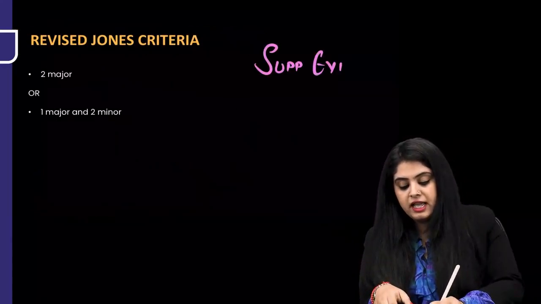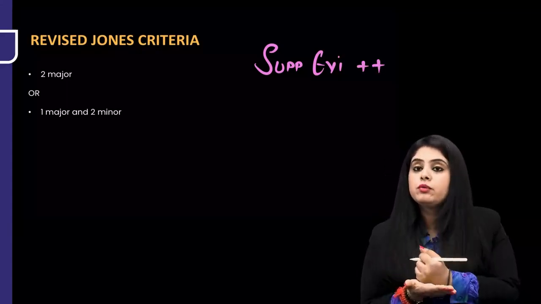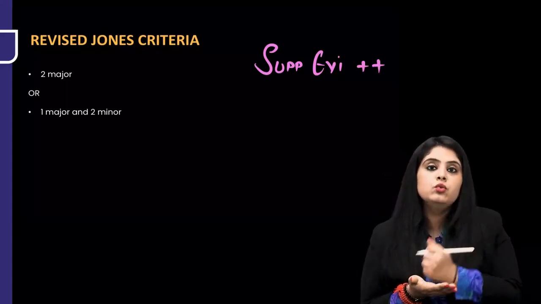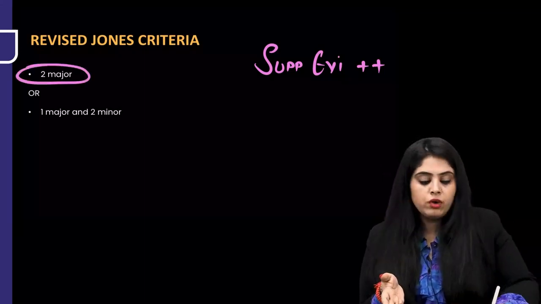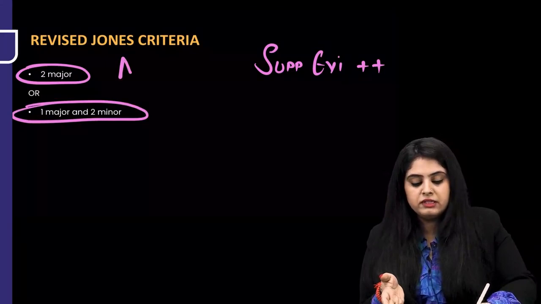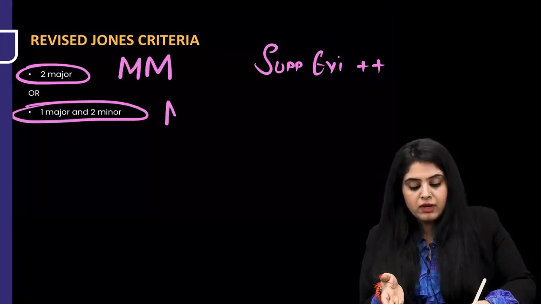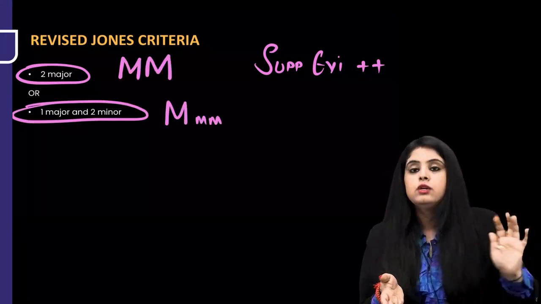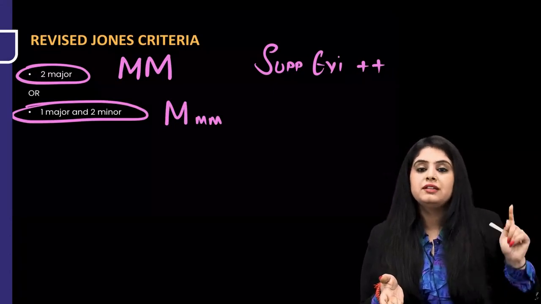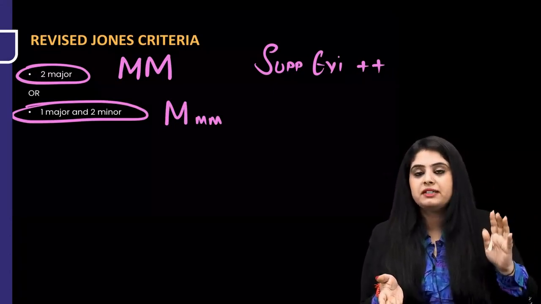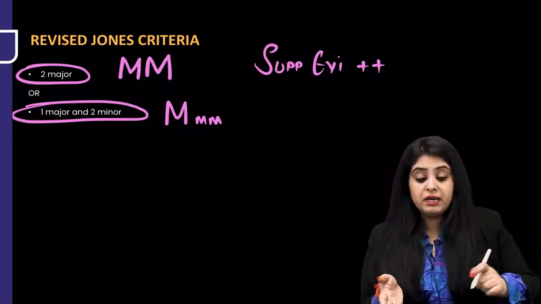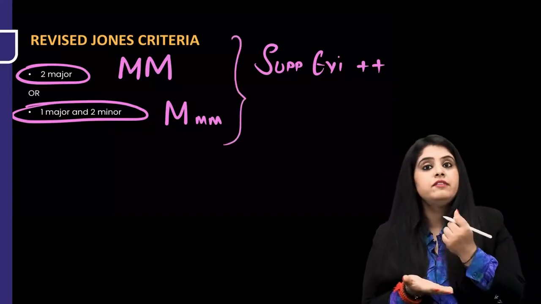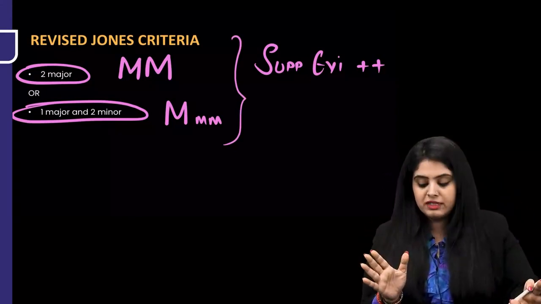Supporting evidence under any circumstance, you will have to document that streptococcus infection. Out of major and minor, either you have two major or you have one major and two minor. I always learn these as capital M, small m, so that it will be remembered in the exam. Either two major or one major and two small minor ones. But whatever may be the situation, you have to give evidence of streptococcal infection.